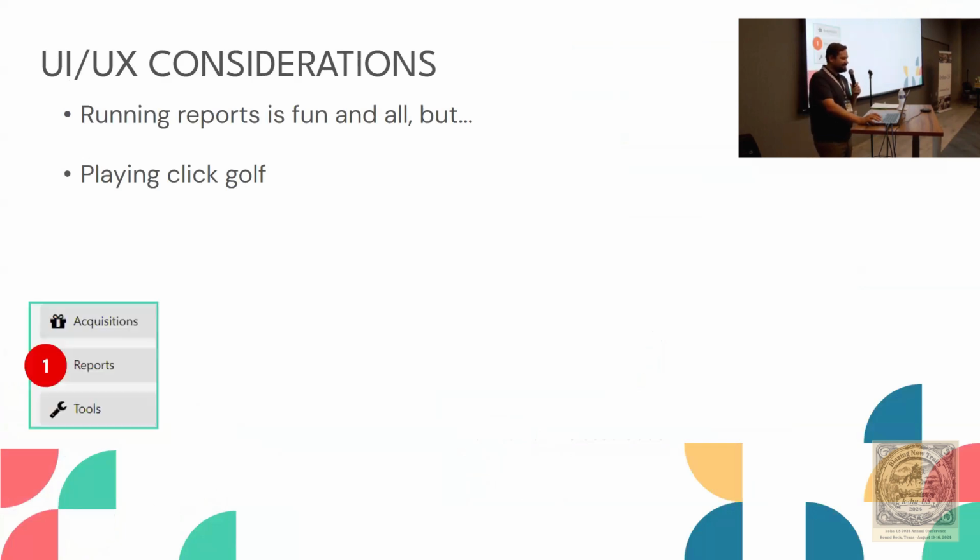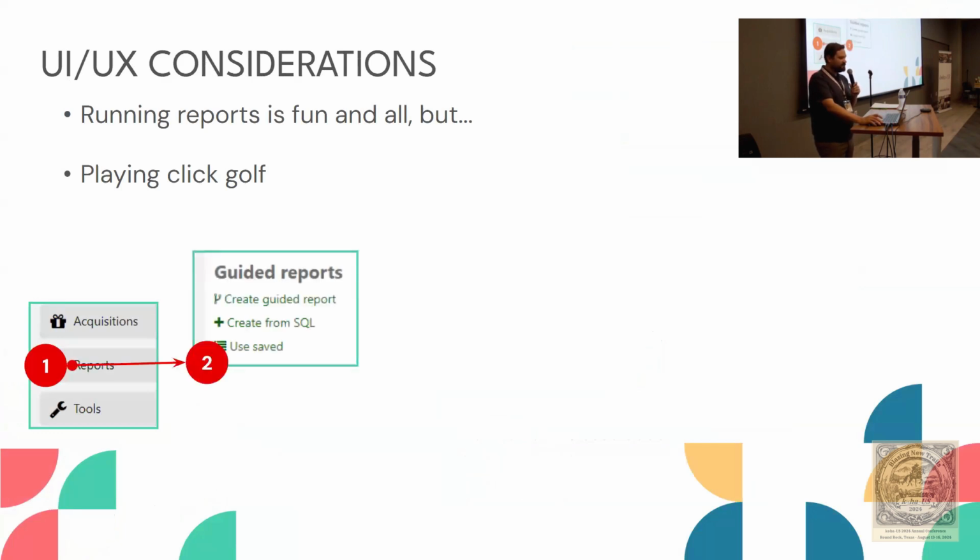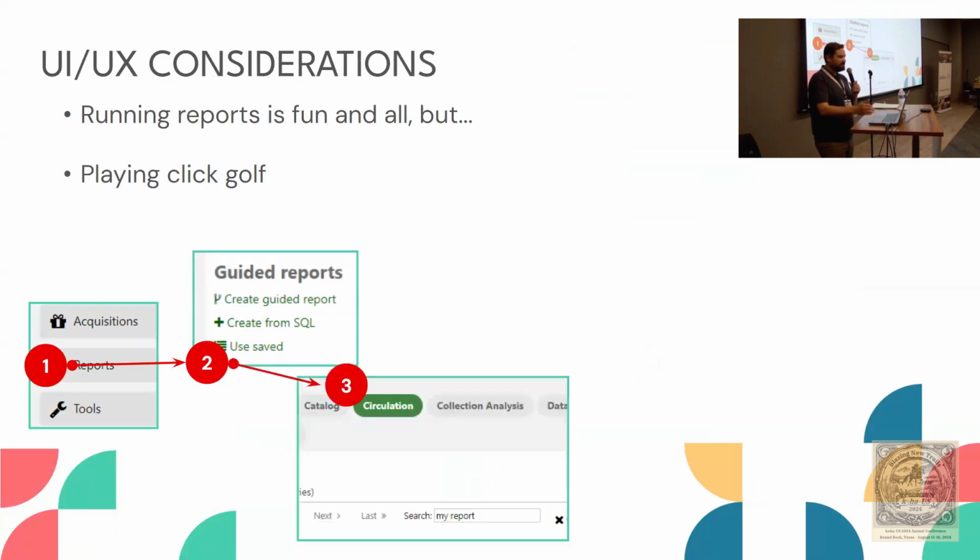Okay, so first you're gonna go to the reports module, that's 1. Then you're gonna go to the guided reports, that's 2, right? Click use saved. I'm gonna click on circulation because that's the report I want to filter down to. Those are my report tabs. They just look a little funky in my system.